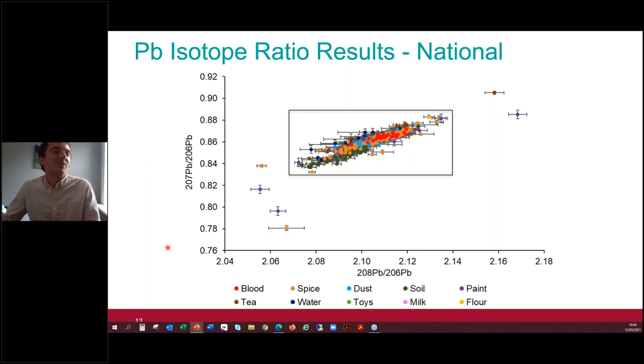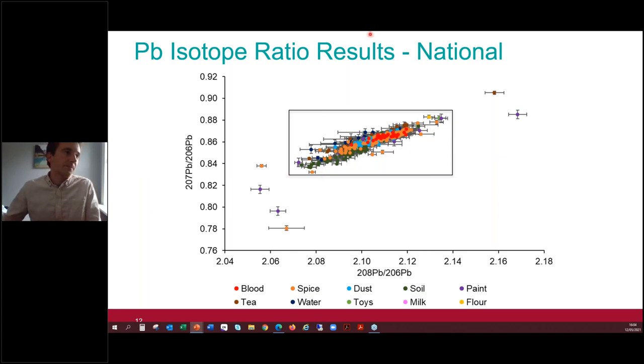This basically summarizes all the lead isotope ratio results we had from all the samples that had sufficient lead in them to measure the isotope ratio. We can see that most of them cluster in this box. So this is probably representing the more local regional lead isotope composition of Georgia. And these samples plot outside of this. So we have some paint, tea samples, and some spices. These are probably exotic samples, maybe imported from further afield. And so they show lead isotope compositions that are significantly different from the main plot in the middle here.